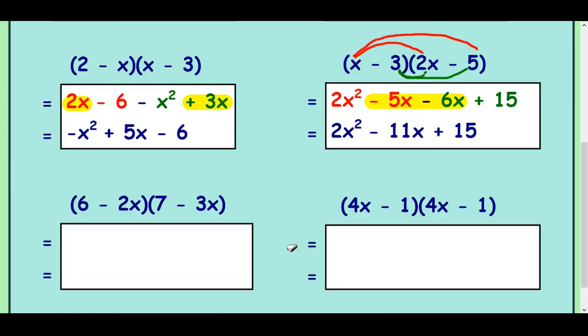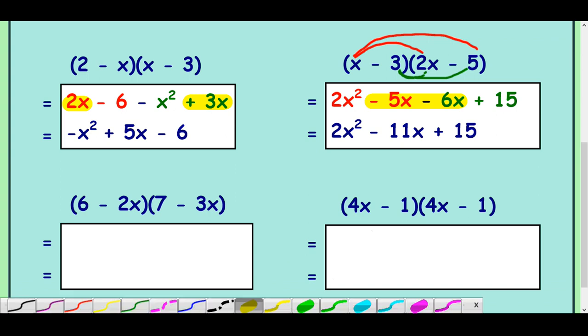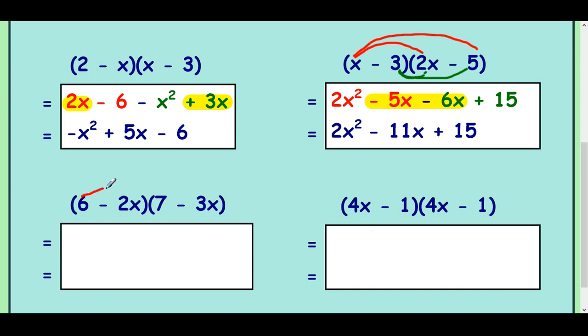Okay, on to the last two. Right, so same idea here. I'll just write these in actually. So we're starting with the 6. You're doing 6 times 7. Now it's a plus 6 because the sign in front of it's not there, which implies a plus. There's no sign in front of the 7, which implies a plus, so that makes a plus 42.